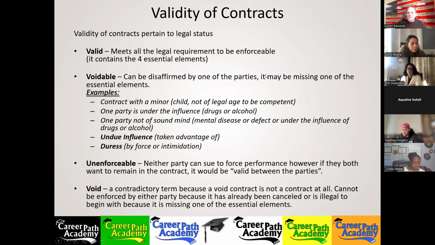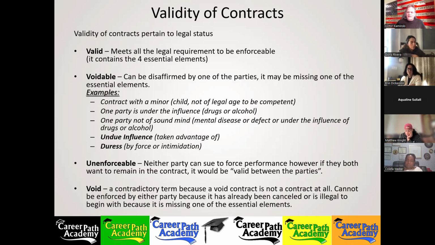So, a valid contract, here we go. I've got the definition for all four of them here. Kind of simple, straightforward. A valid contract has all four essential elements of the contract. A voidable contract can be disaffirmed by one of the parties. It may be missing one of the essential elements, like a contract with a minor. They're not a competent party, right? Well, in exams, if they're married, it could be, right? Now, one party's under the influence of drugs or alcohol. Well, they're not really competent either then, are they?